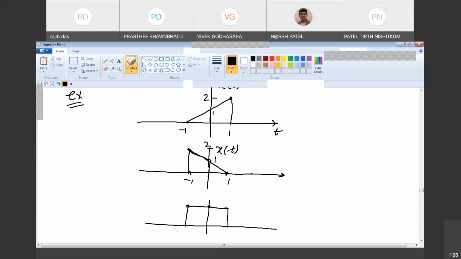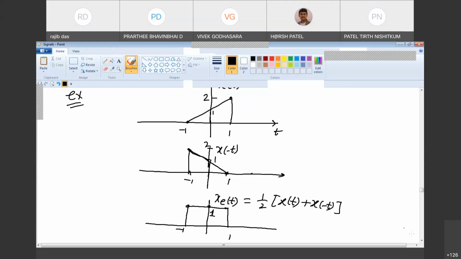Okay, within -1, 2 plus 1. But we need to take half of that. So that's how its value should be 1. So that is your xe(t), which is nothing but half of x(t) plus x(-t). And you see, this is an even signal. Indeed, with positive and negative, it's the same.